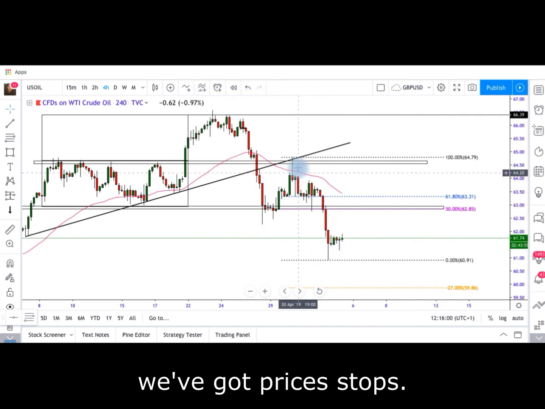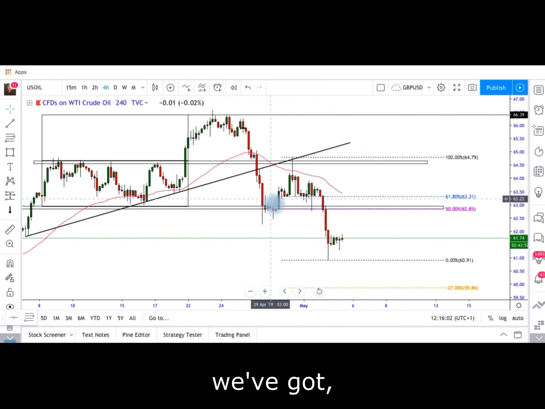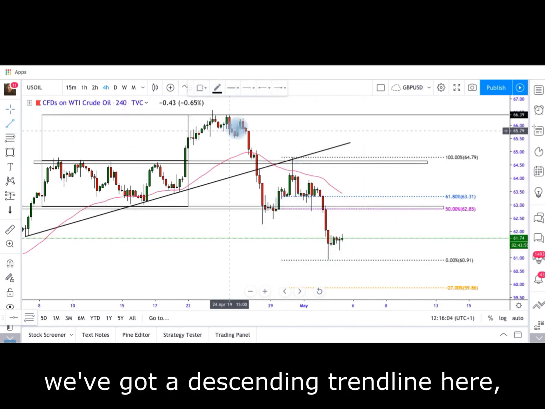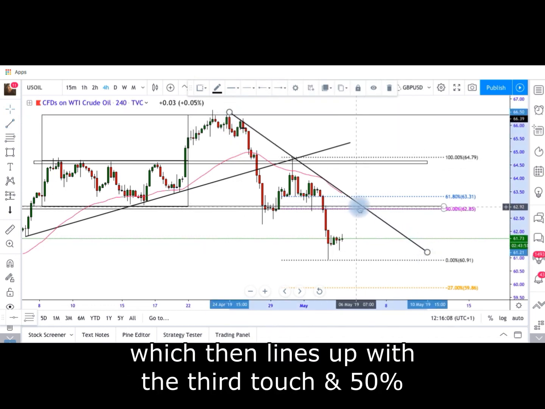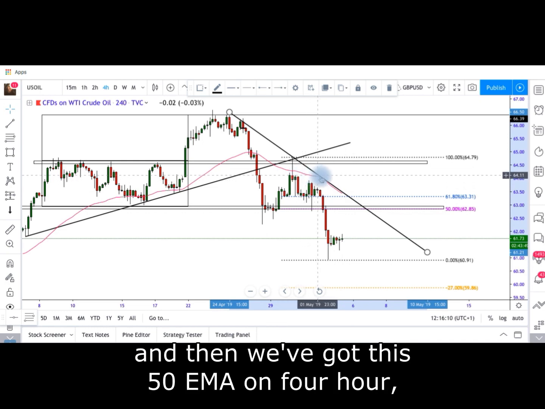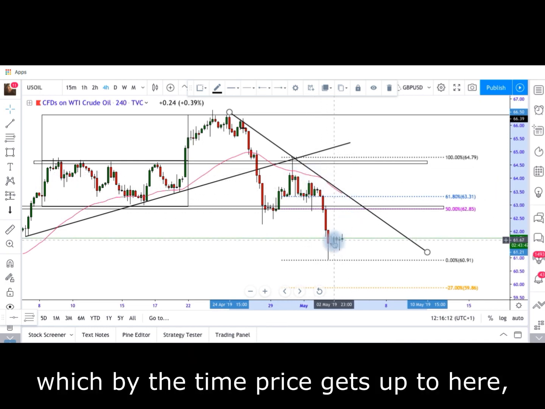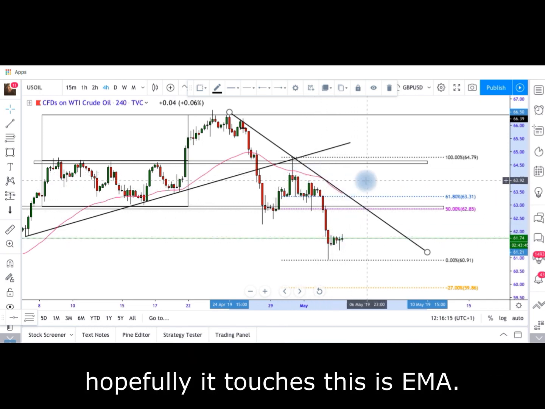We've got price has stopped. It's allowed us to draw a fib. We've got the 50% here at previous market structure. We've got a descending trend line here, which then lines up with the third touch of the 50%. And then we've got this 50 EMA on the 4-hour, which by the time price gets up to here, hopefully it will touch this EMA.